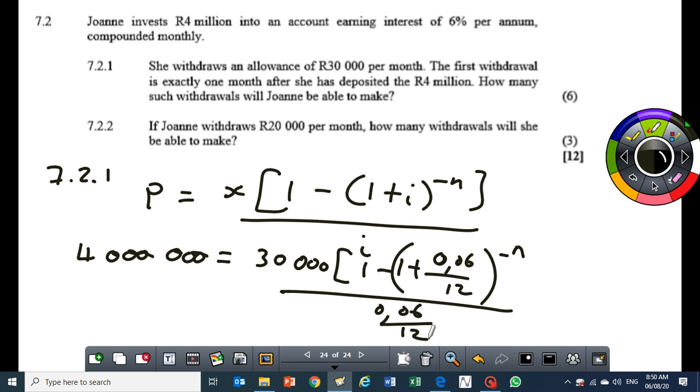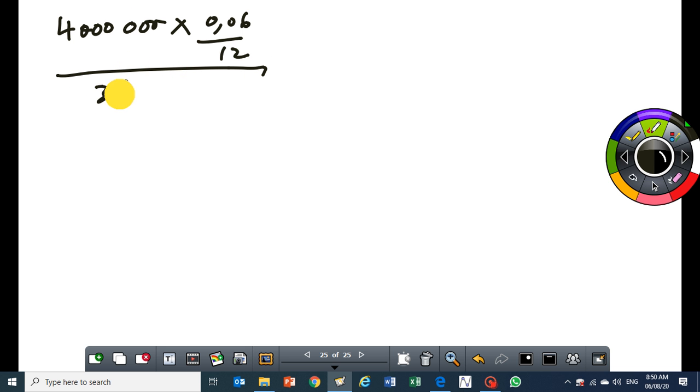Right, so if you simplify this, let me go to the next page. I need someone to multiply the 4 million by 0.06 over 12. Whatever answer you get, you divide it by 30,000.